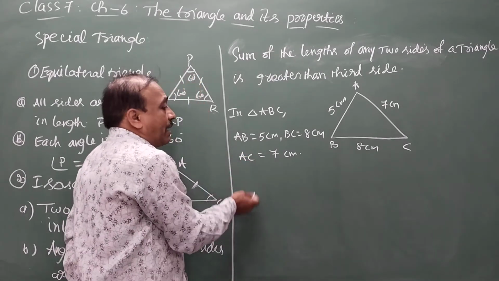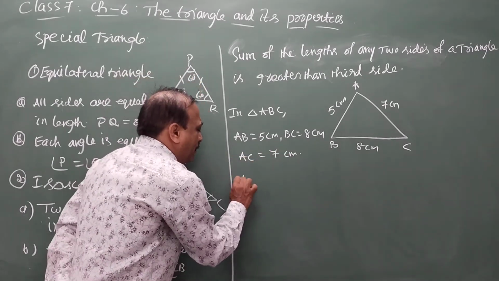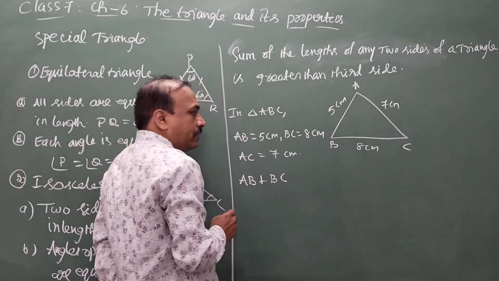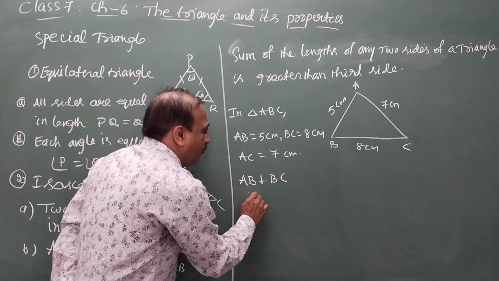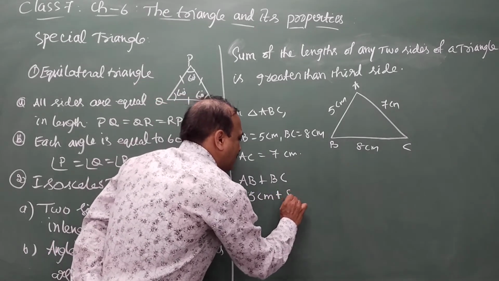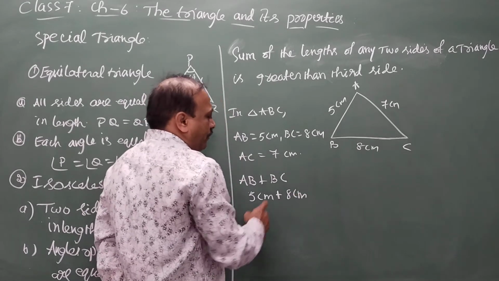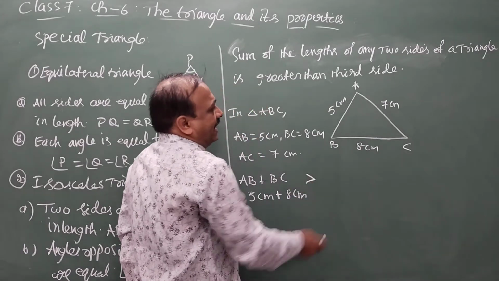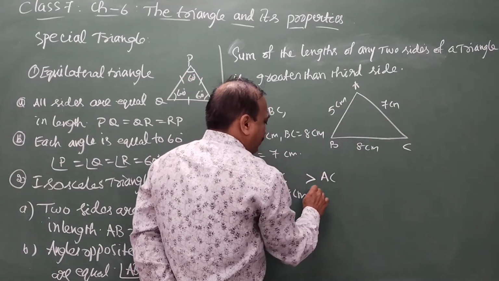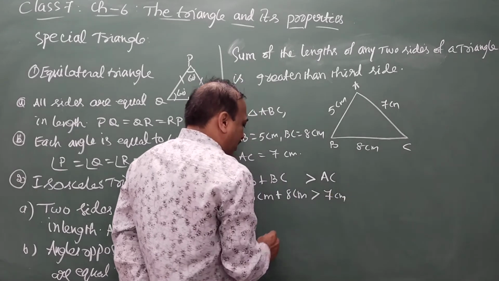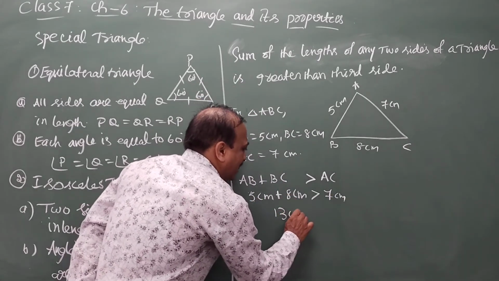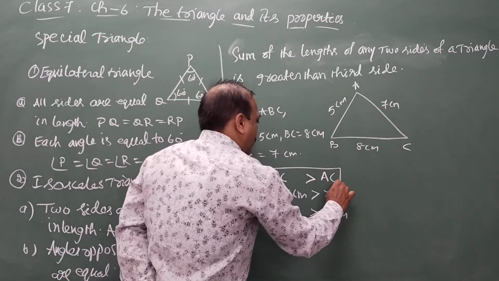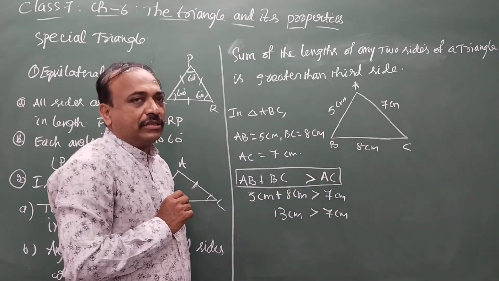Let us see. We are adding AB plus BC. AB length is how much? 5 centimeter plus 8 centimeter, which should be greater than AC. You see here, it is greater than AC. Do you agree? 5 plus 8 is 13 centimeter, which is greater than 7 centimeter. So the sum of any two sides of a triangle is greater than the third side.